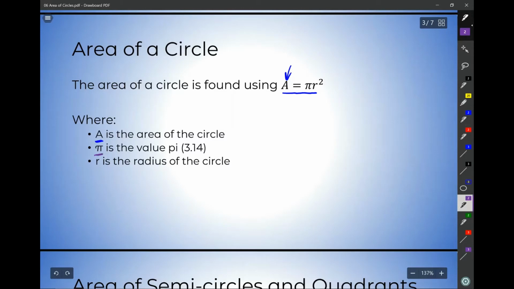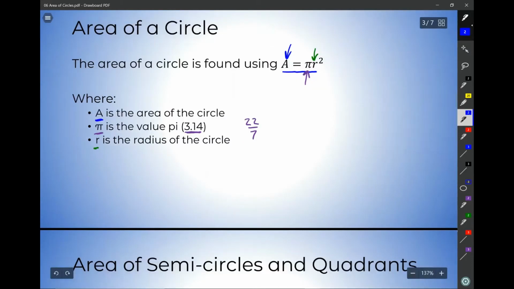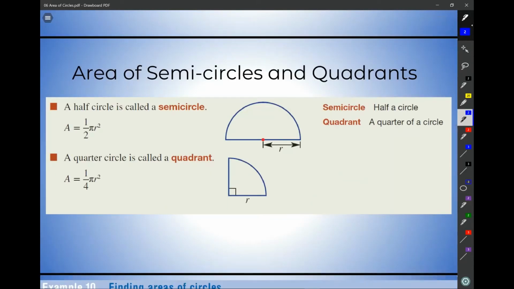pi is the value pi, which you can approximate as 3.14 or 22/7, or you can use your calculator to give you the exact value. And then r here is the radius of the circle. And we can also find semicircles and quadrants by just finding half of pi r squared for half of a circle, or a quarter of pi r squared for a quarter of a circle.